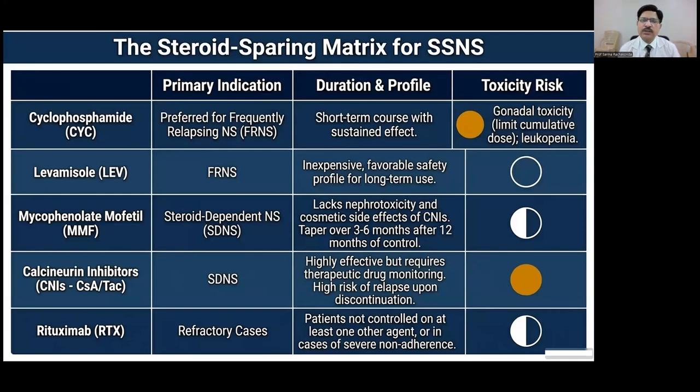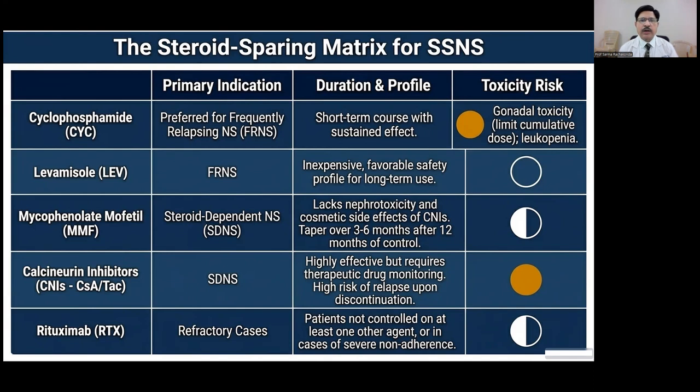Now, steroid sparing drugs. What are the steroid sparing drugs? This is the standard question. Discuss the steroid and non-steroid sparing treatments in nephrotic syndrome. Cyclophosphamide, levamisole, mycophenolate mofetil, calcineurin inhibitors, rituximab. 5 drugs are there. I'm going to deal with each one of them very quickly.